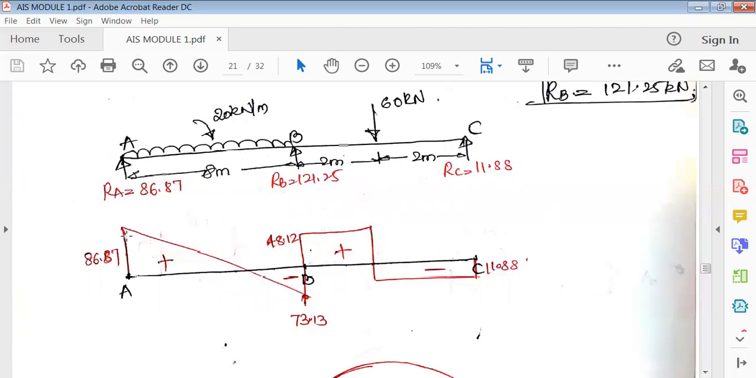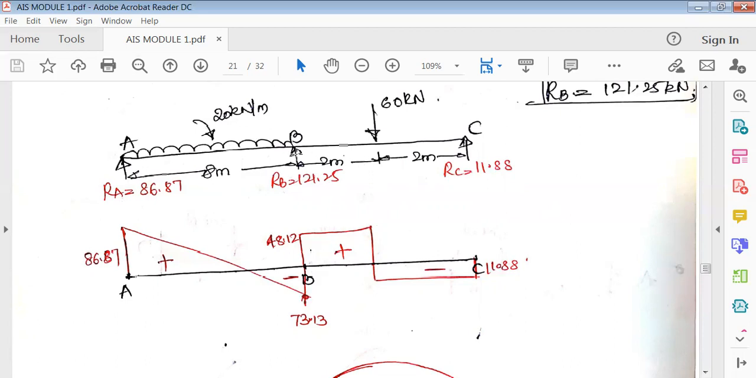So it is plus 86.87 in the calci. Now the downward load, this is acting downward. So downward means minus 20 into 8 in the calci. Then press equal to, and you'll get 73.13. So in the calci it is now 73.13.